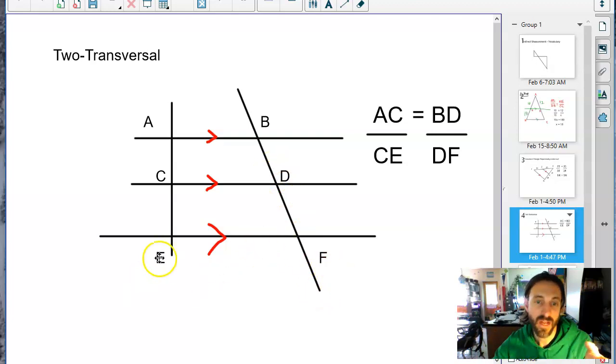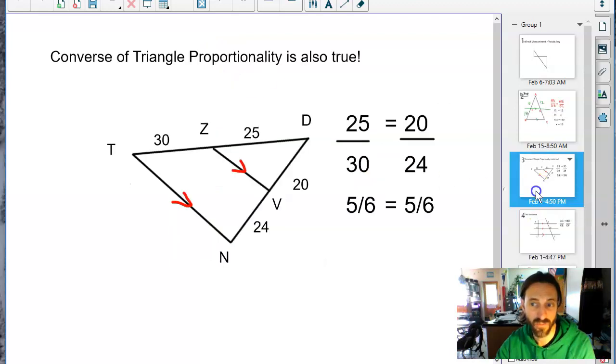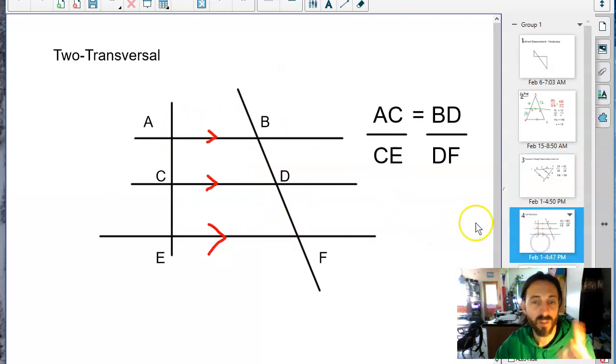I know that this segment here, AE, if it continued with BF, would actually form triangles. And so, wait a minute, if that relationship from the previous example holds, where I'm saying this piece over this piece goes with this piece over this piece, well, the same is true here. I can say, wait a minute, AC over CE better work like BD and DF.